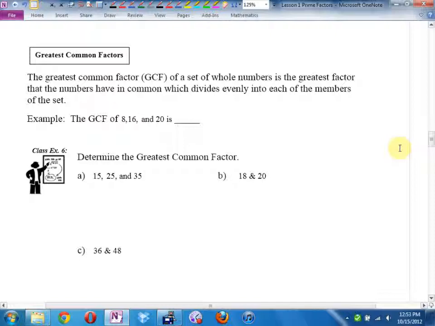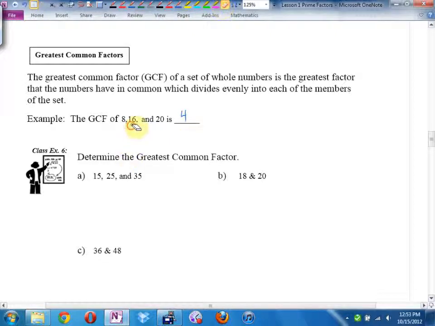Greatest common factor, GCF. Last unit, we kind of did GCF in our heads. There is a method to get there. The greatest common factor is the set of whole numbers that divides evenly into each of the numbers. For example, what's the biggest number that goes into all 3 of those? Because that's really what that paragraph is saying in math speak. 4.